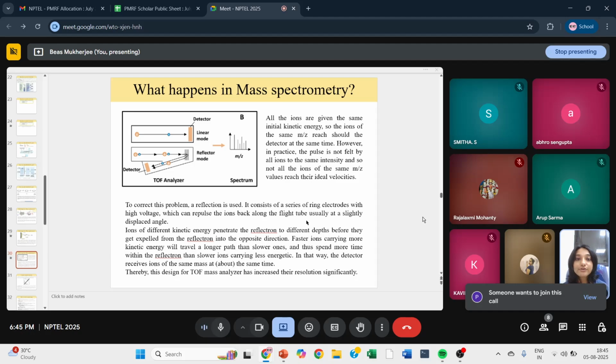Right. So however, in practice, the pulse is not felt by all the ions to the same intensity. And so not all the ions of the same mass by charge values reach the ideal velocities. To correct this problem, a reflectron is used. It consists of a series of ring electrodes with high voltage which can repulse the ions back along the flight tube, usually at a slightly displaced angle.